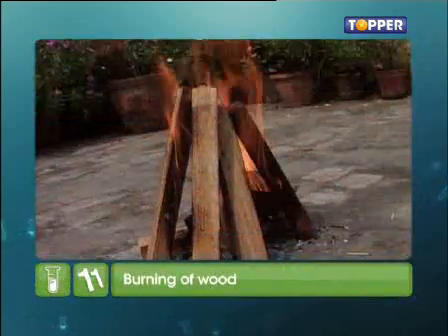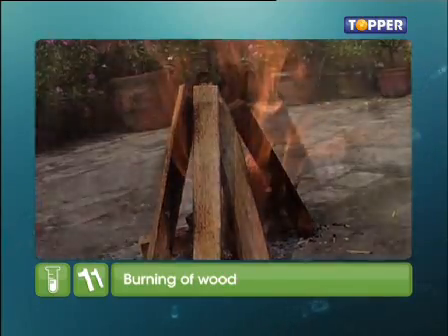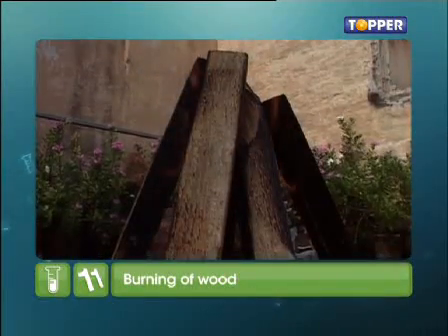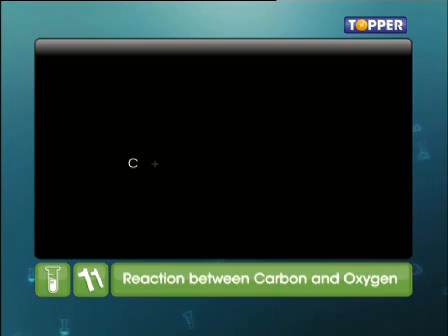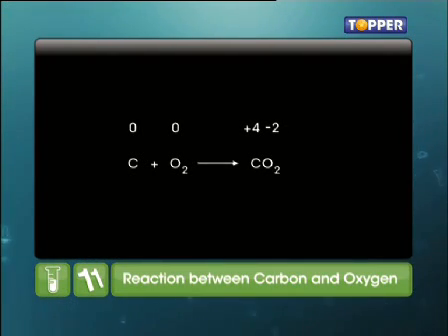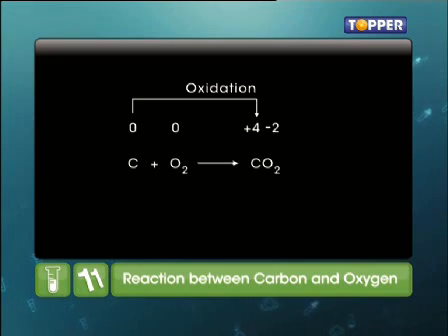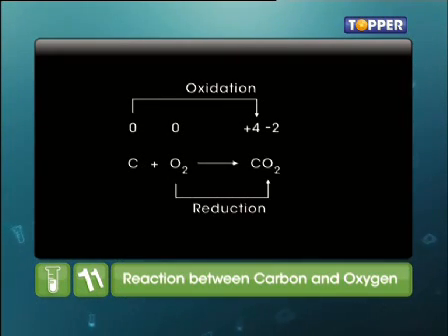Let us understand this with the help of an example. During burning of wood, carbon combines with oxygen to produce carbon dioxide. In this reaction, the oxidation number of carbon increases from 0 to +4. Therefore, it is an oxidation reaction. Also, the oxidation number of oxygen decreases from 0 to -2. So, it is a reduction reaction.